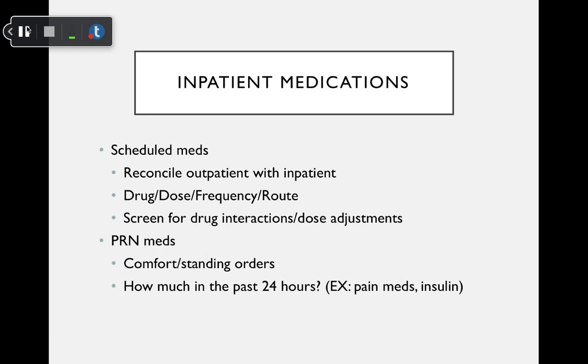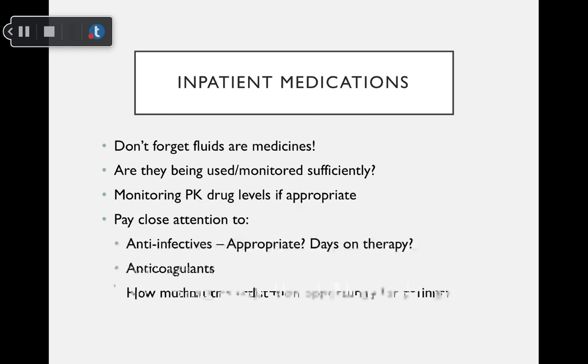Another big one is insulin. If you can see Mr. Jones is requiring a ton of sliding scale insulin, just PRN, maybe it's time that we go ahead and schedule a long-acting insulin like Levemir.